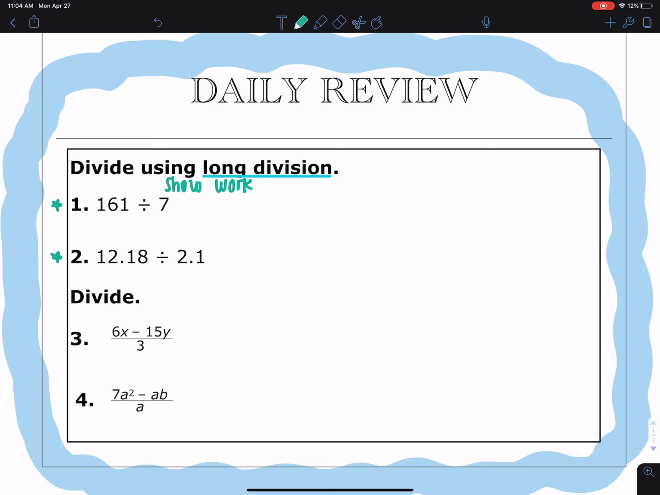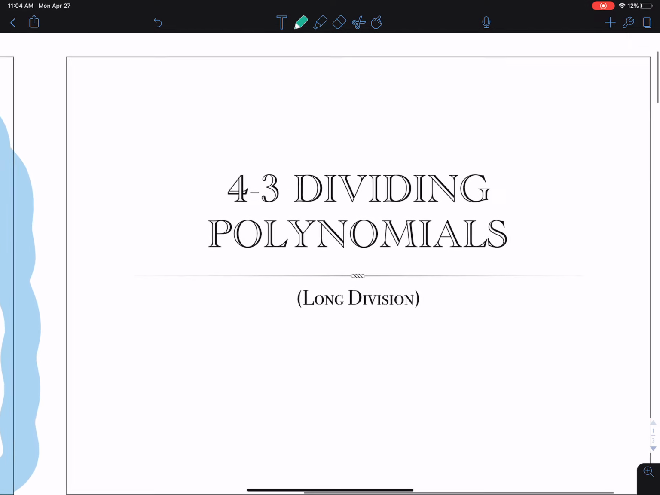Make sure with 1 and 2 of the daily review that you show your work. I don't know if you actually use long division if you don't show your work. The process for polynomial long division is essentially the same process as dividing with numbers. So it's really important that you understand that, and I'll show you an example later with long division. You could also look it up on YouTube if you forget how to do long division. And then for 3 and 4, just simplify those expressions by dividing by 3 and dividing by a.